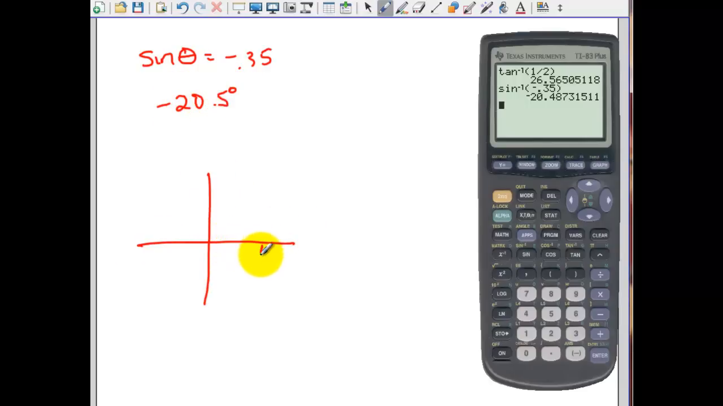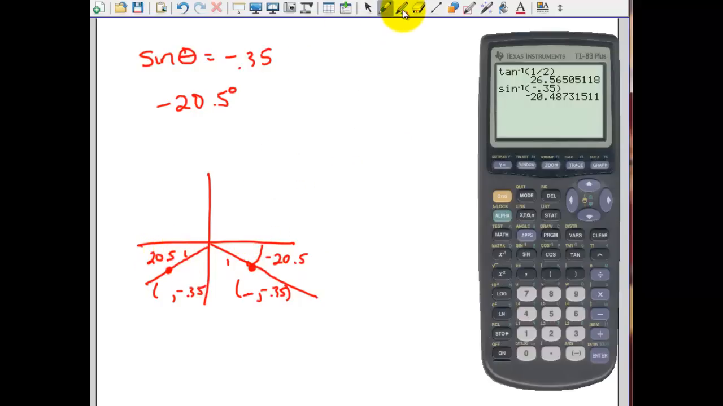Let's make a coordinate plane here. So one of our answers here is negative 20.5 degrees. And if this is the unit circle or radius of 1 here, the y-coordinate of this point would be negative 0.35. But is this the only solution? And the answer is no, because if we go straight across here, we will have another point on the unit circle that has a y value of negative 0.35. And this angle would be the same angle here, so as a reference angle, this is 20.5.